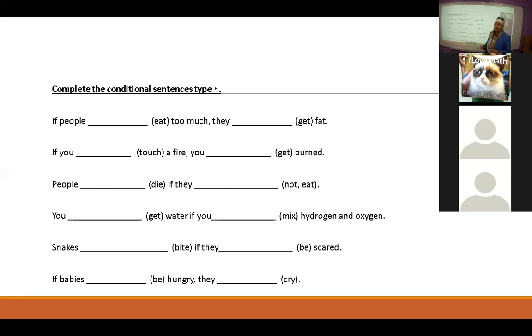Do we need to add anything? This is a general fact, general truth. We use conditional type 0. So what do we need to do with the verbs here? If people eat too much, they get fat. If people eat too much, they will get fat. They get, excellent, they get fat. We said it's type 0, honey. We don't add anything. Clear? Okay. We don't add anything. It's type 0.